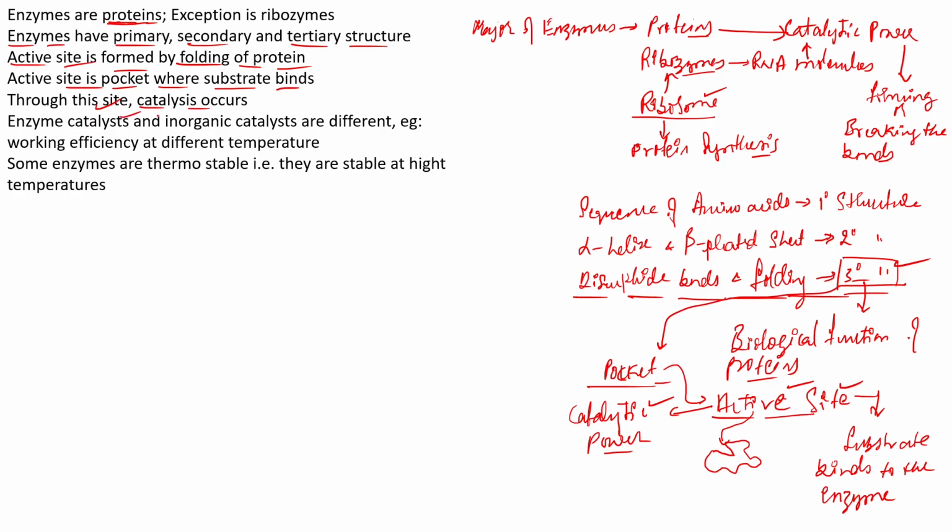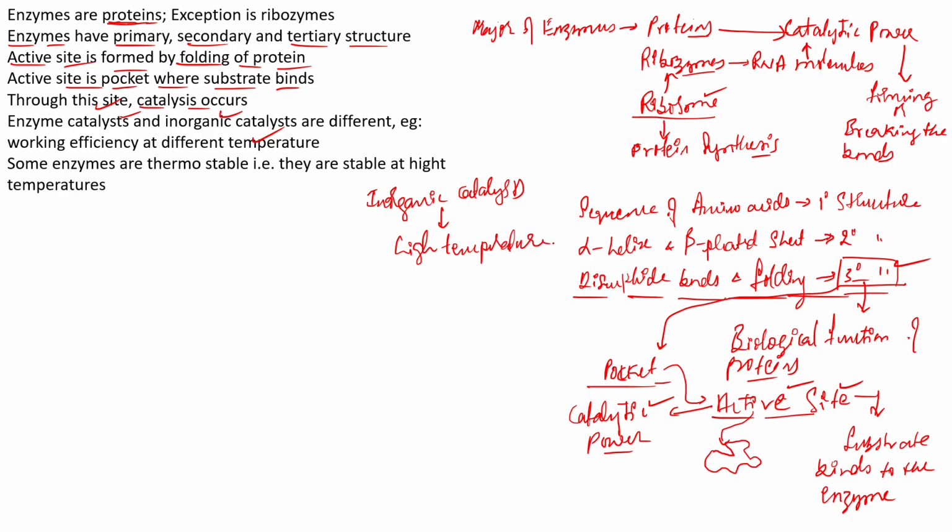Enzymatic catalysts and the inorganic catalysts are quite different in their properties. There is one important property that differentiates the enzymatic catalysts and inorganic catalysts, right? That is the temperature specificity. We can say that in the case of the inorganic catalysts, they can work at high temperatures. They can easily work at high temperatures.